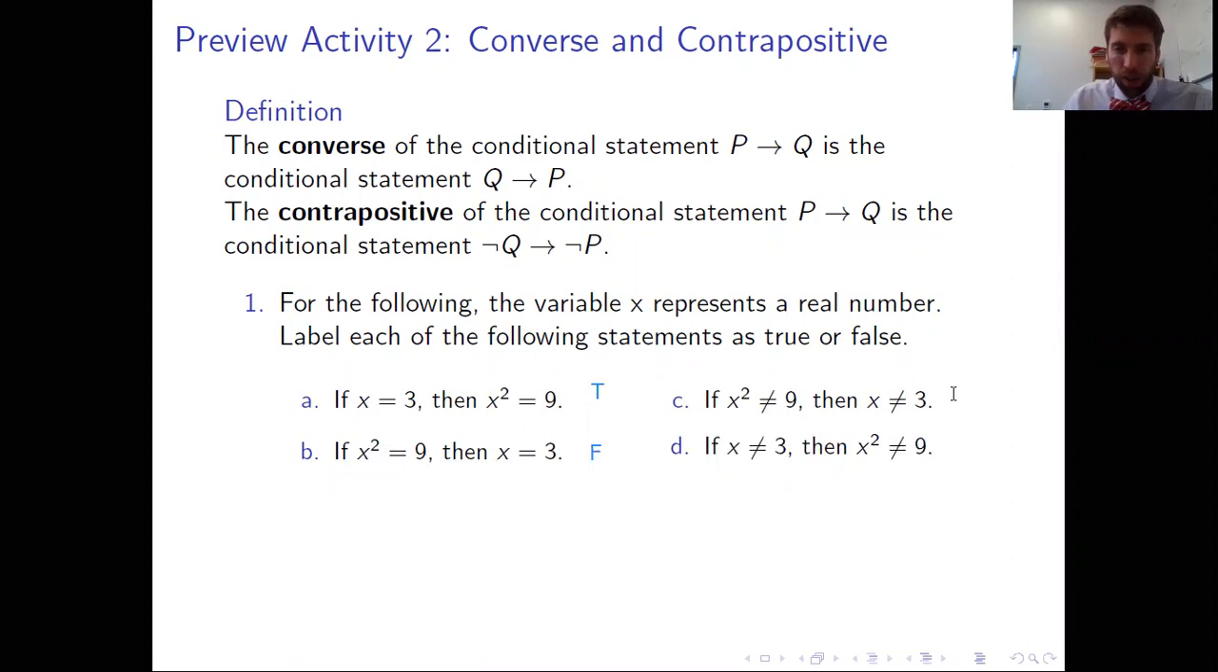Now, if x squared is not equal to 9, then x is not equal to 3. That is true, because if it were 3, then squared would be 9. So that's true. Now here, if x is not equal to 3, then x squared is not equal to 9. So if x were negative 3, then it's not equal to 3, but then squared it is 9. So it's false.